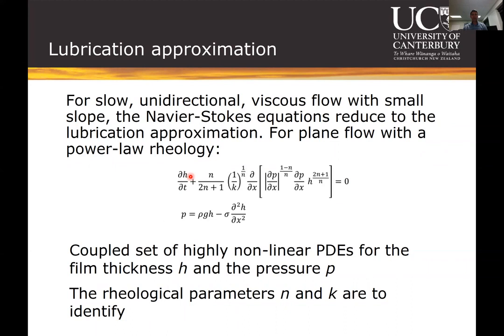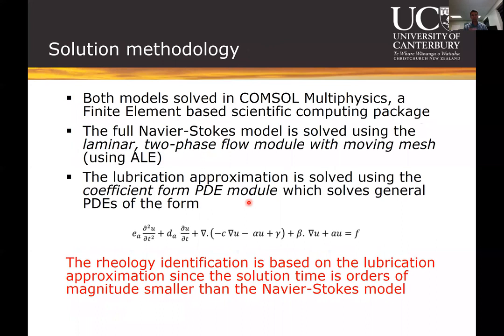Okay, so you see this is highly nonlinear here because we've got the divergence of the product of pressure gradients with the film thickness. So this is highly nonlinear, but the main thing is that in this equation we've got the unknowns k and n, which are our rheological unknowns.